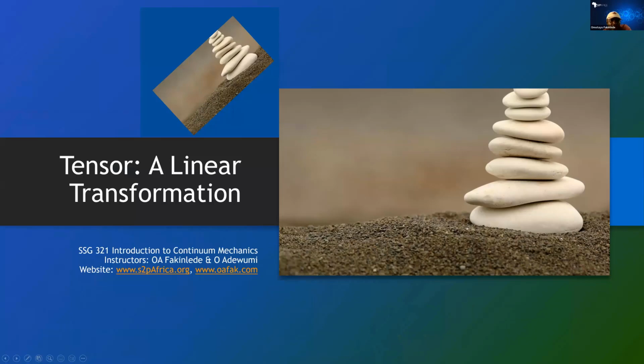It is tensor as a linear transformation. So I am introducing the topic of tensor today, and I am going to show you that a tensor is a linear transformation. And even in this opening page, you can learn some things about linear transformations. For instance, you see this picture where some well-washed sea rocks are piled one on top of the other.